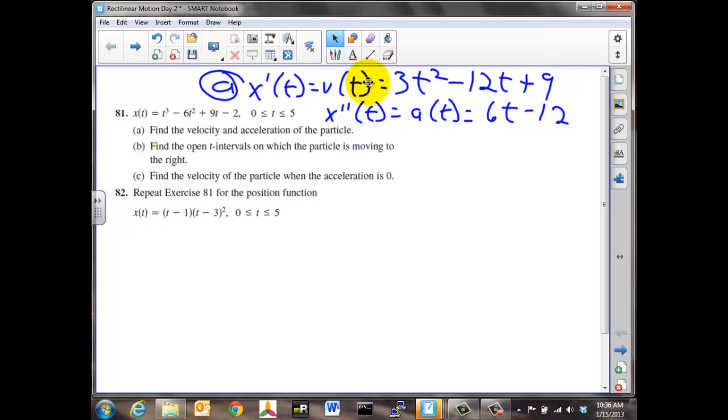Now B part says find the open t intervals on which the particle is moving to the right. Okay? What does it mean to be moving to the right? Going positive on the x-axis, meaning the speed is not necessarily increasing, but the speed is positive. Okay? So B part really is saying when is the velocity greater than 0? That's really what we're asking.